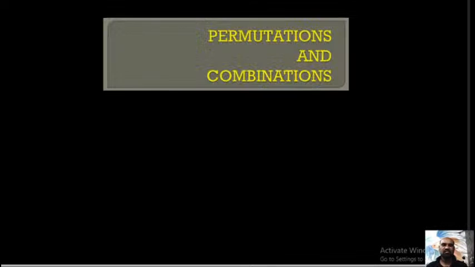Hello students, today I am going to start a new chapter, an important chapter from the JEE point of view. The title of the chapter is Permutations and Combinations. Permutations and combinations is important for JEE. It is a mathematical technique. By using this mathematical technique you can count things without actual counting.